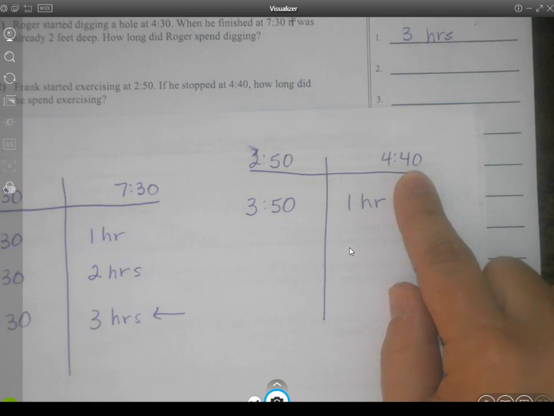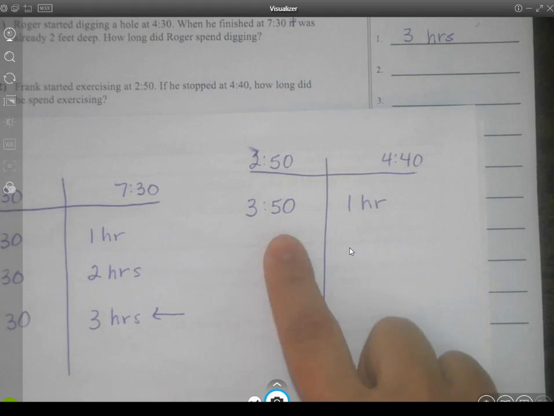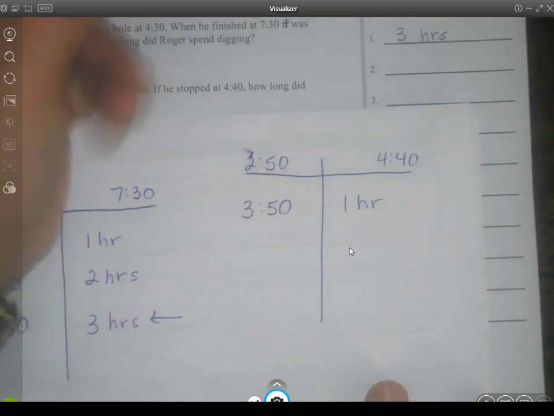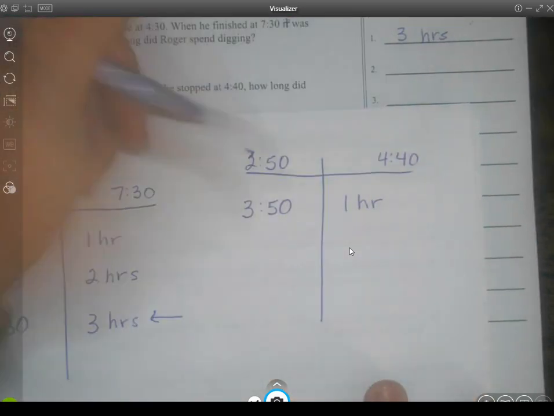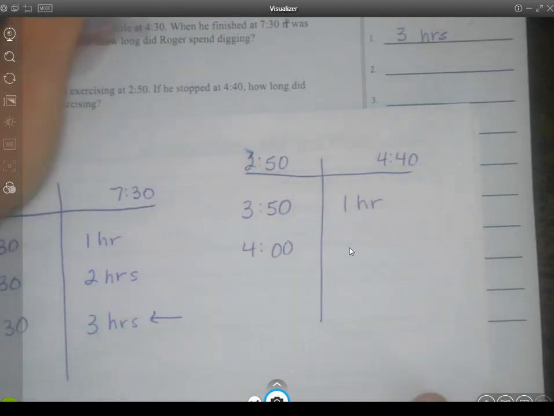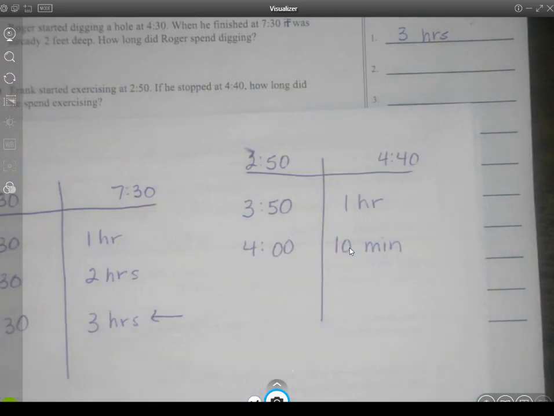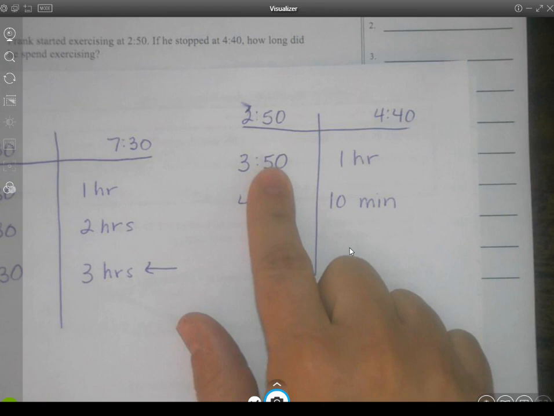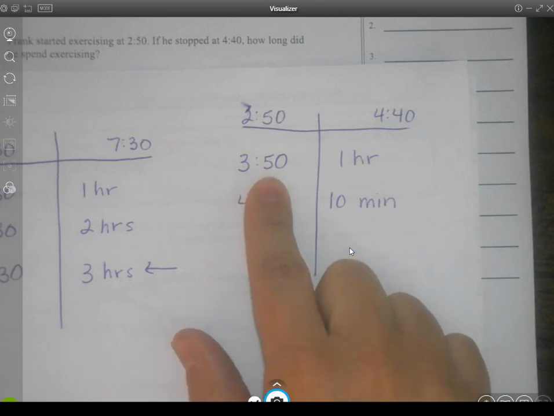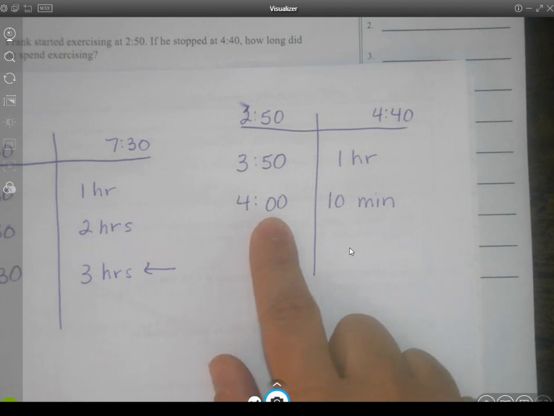So here what I'd like to do is just round up, and I can do that with 10 minutes, okay? So I know if I go up 10 minutes, let's see here, we'll go to 4 o'clock then. If I go from 3:50 to 4, 10 minutes has passed, okay? So here I just counted by 1 hour. I went up from 2:50 to 3:50. That was 1 hour later. And then I added another 10 minutes in, which would make that 4 o'clock.